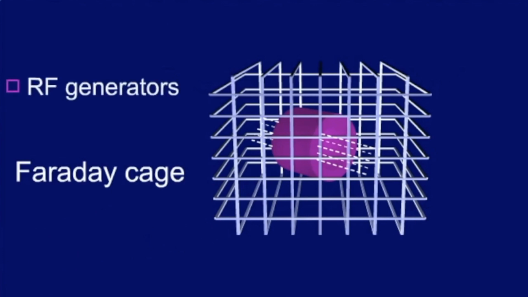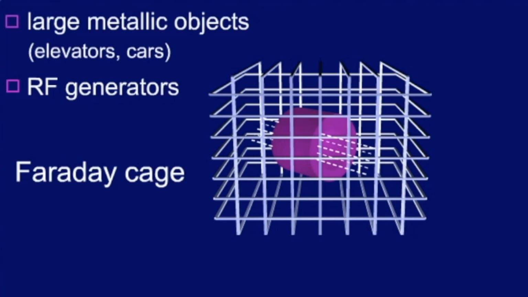Besides external RF generators, larger metallic objects, especially when moving, like elevators and cars, deserve to be mentioned, as they can influence the magnetic field.